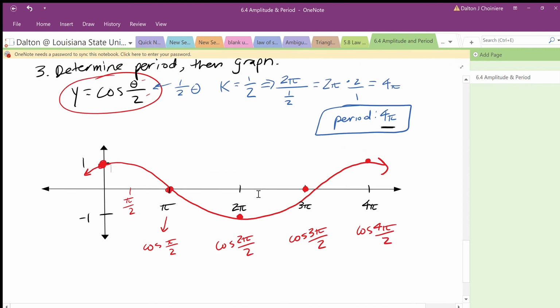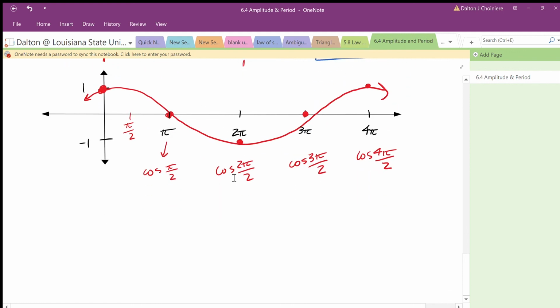Again, as we said before, the typical period would end here, at 2 pi, but now it takes an entire 4 pi for it to get through its entire cosine function.